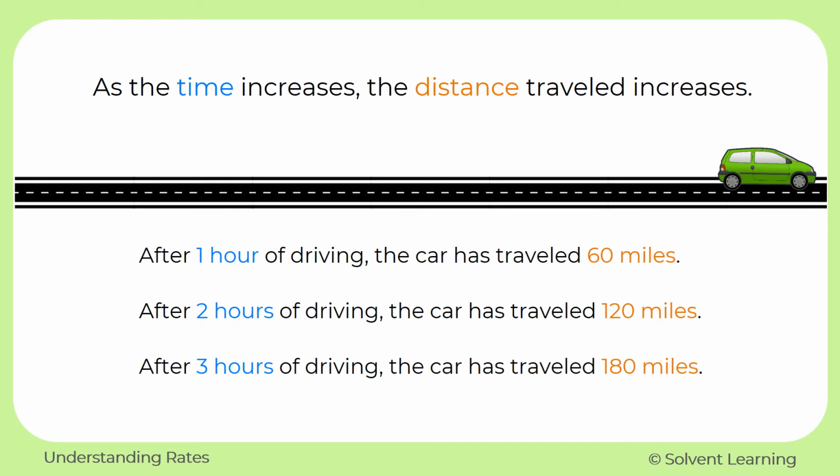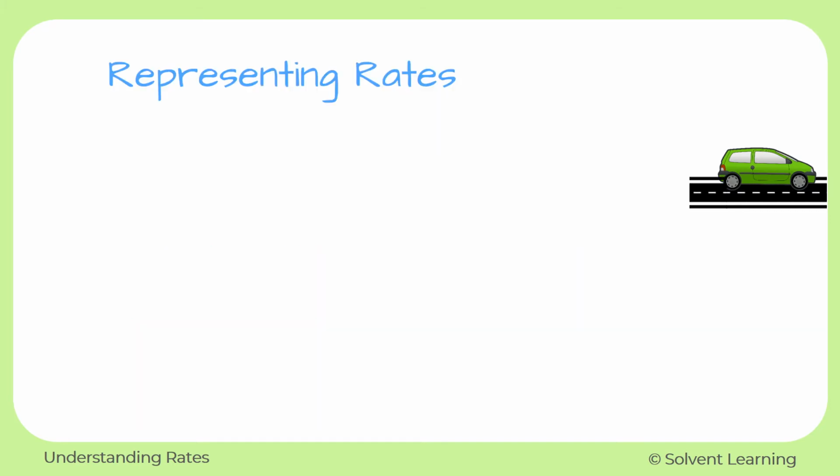So as the time increases, the distance traveled increases. So we have two different values that we're comparing. We're showing that as the time changes, the distance also changes. So we can use a rate to represent this relationship between time and distance. So let's look at the different ways that we can represent rates for that scenario of the car traveling.